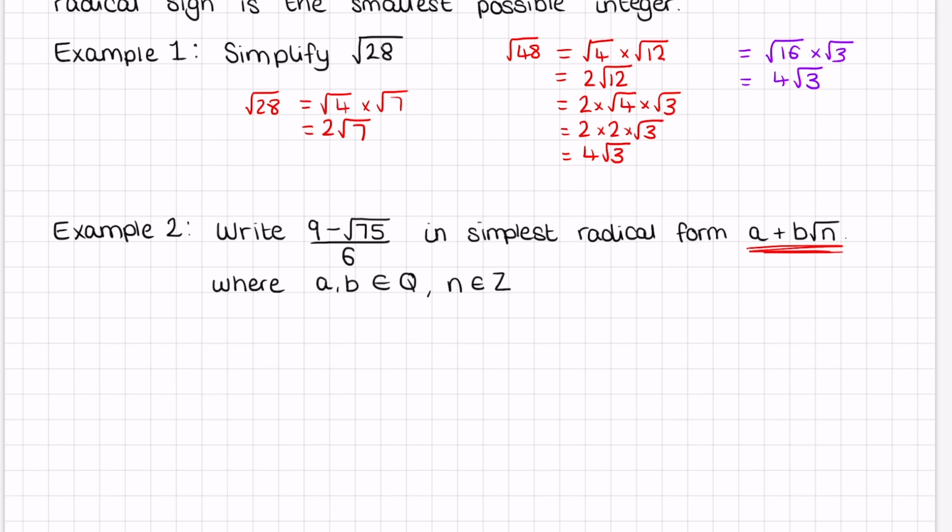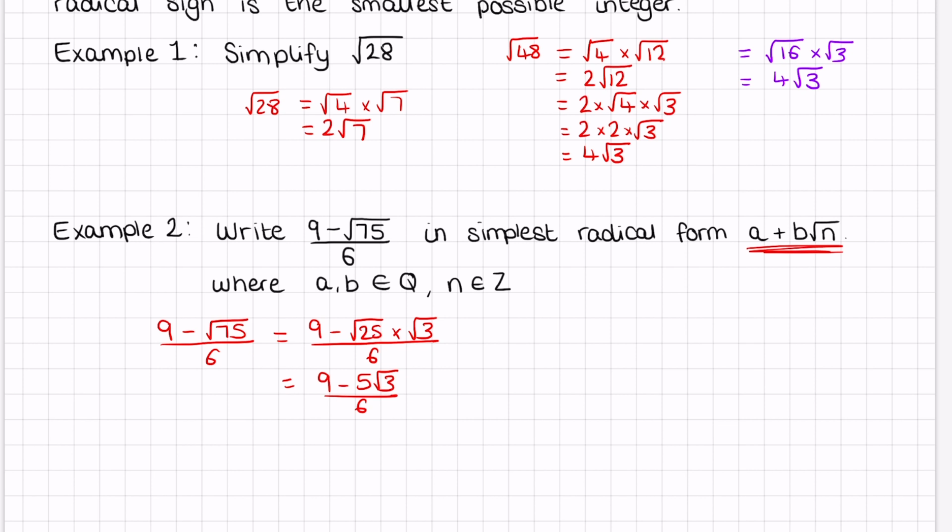Sometimes questions do give you exactly how they want their answer. So let's have a go at this question. We've got 9 minus the square root of 75, over 6. First of all, is the square root of 75 in its simplest form? The answer is no, so I'm going to simplify that first. This can be the square root of 25 times the square root of 3, and that will give us 9 minus 5 root 3 over 6.